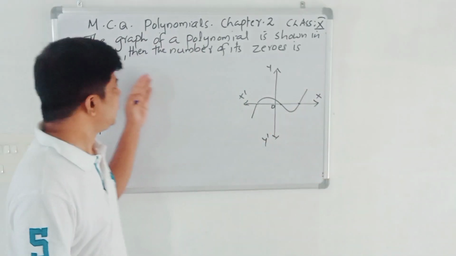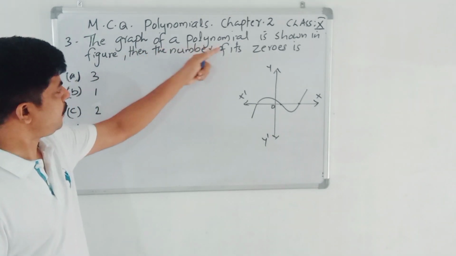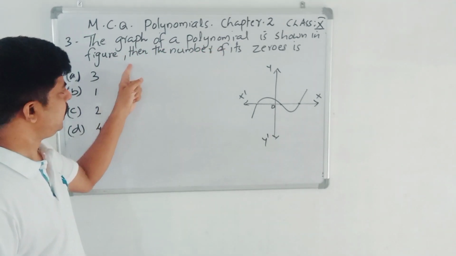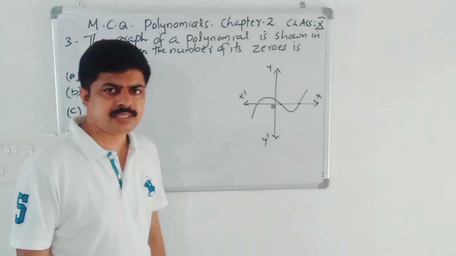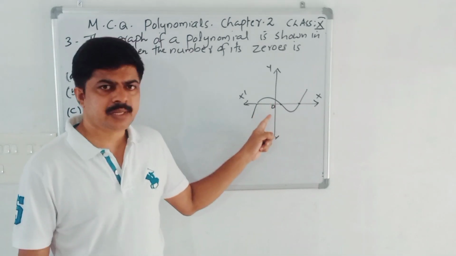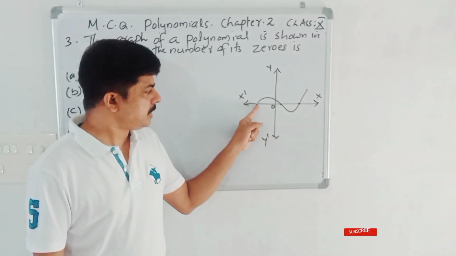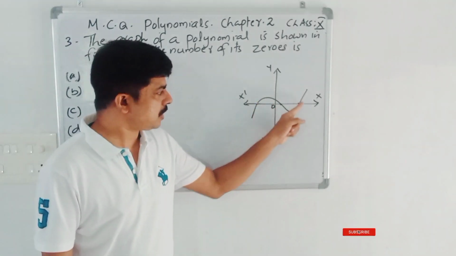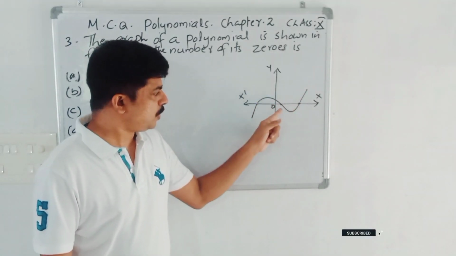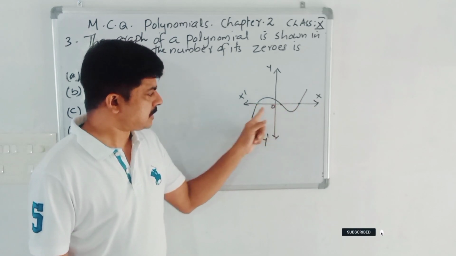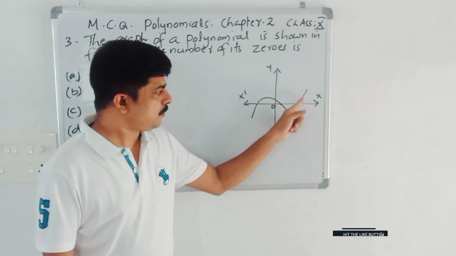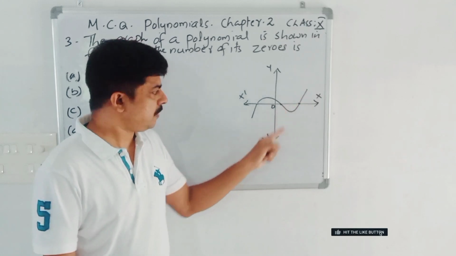Here we have our third question. The graph of a polynomial is shown in the figure. Then the number of its zeros is dash. We know the geometrical meaning of the zeros of a polynomial. The x coordinate of the point of intersection of the graph of the polynomial with the x-axis.